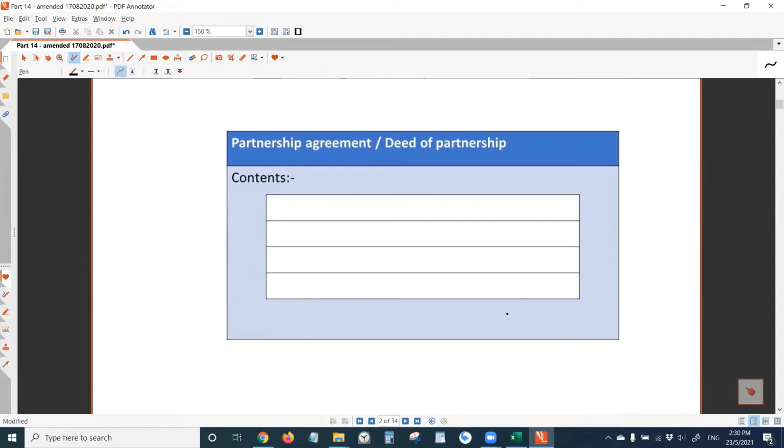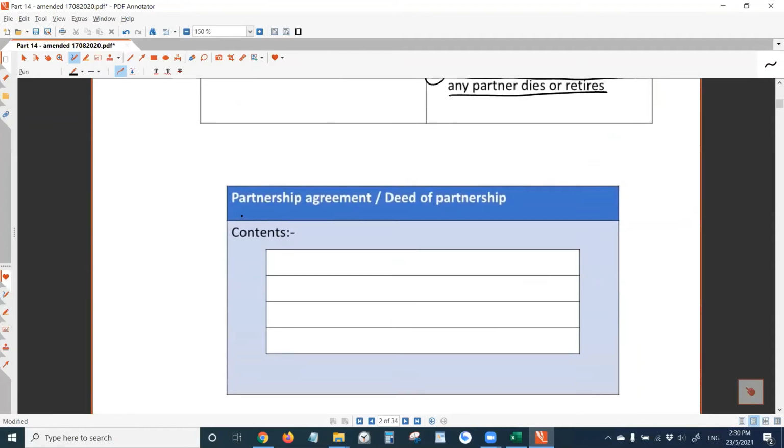Now, partnership agreement. Because you have more than one owner, right? So once in a while, they may fight against one another, probably about sharing the profits. When they make a lot of profits, it's likely that they would fight against one another about how they share the profits, right?